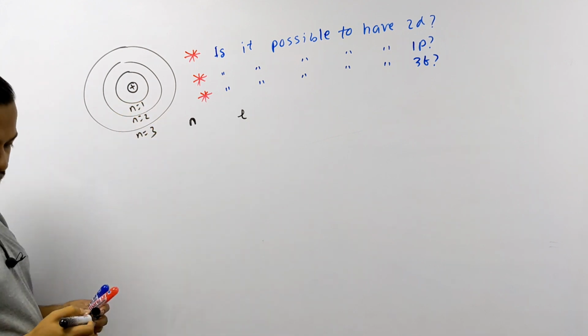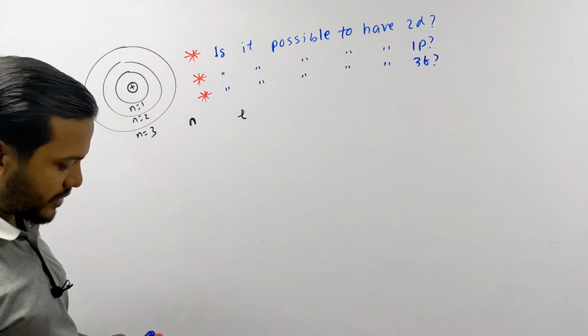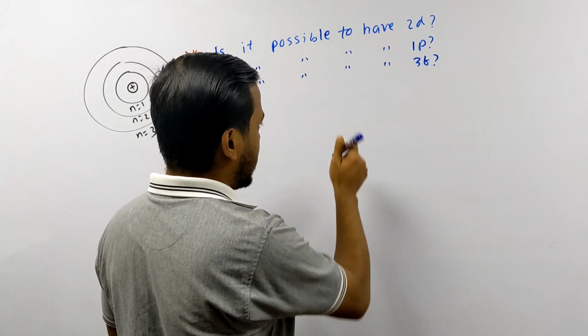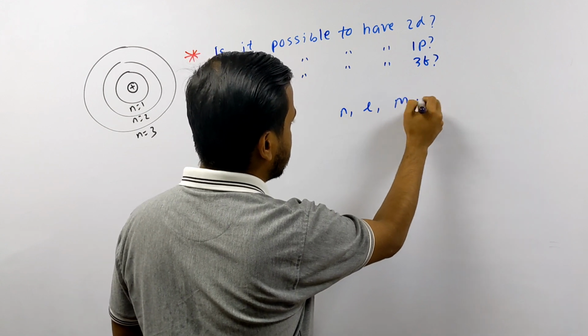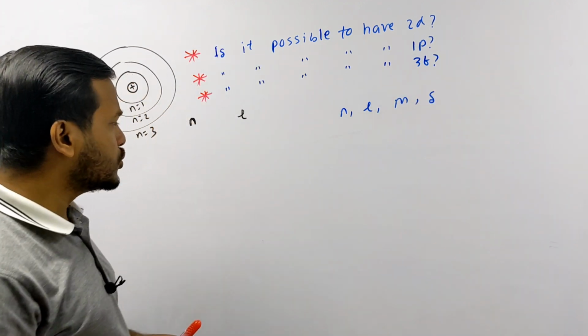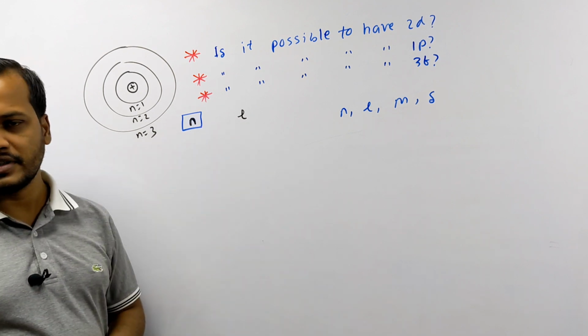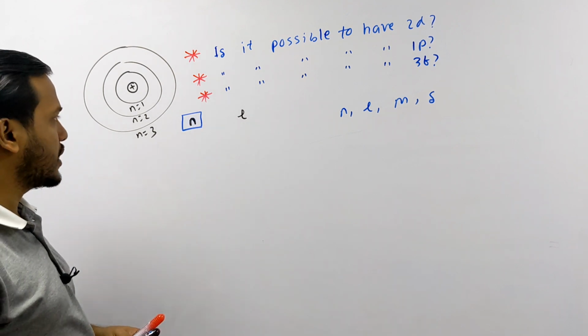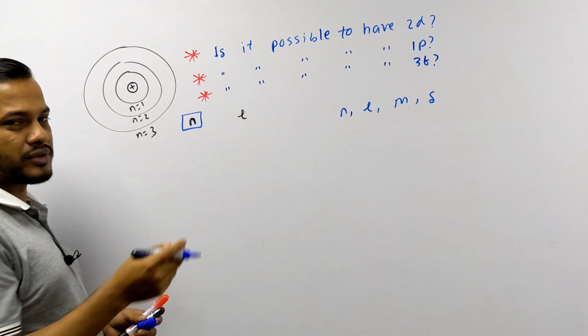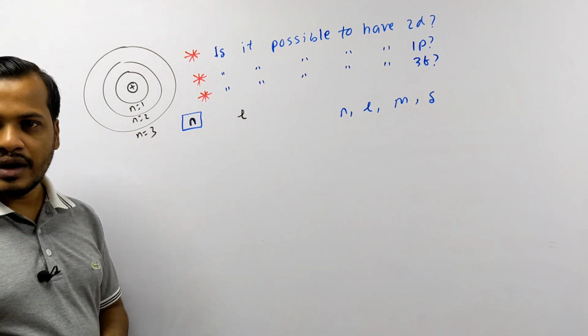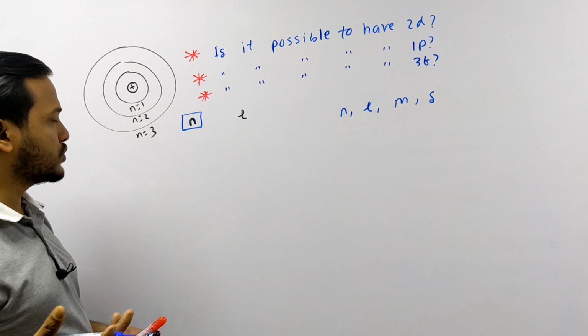There are 4 quantum numbers: n, l, m, s. Now we should first know n. What is n? n means the principal quantum number, which means the main energy shell. So n should be 1, 2, 3, 4 respectively.